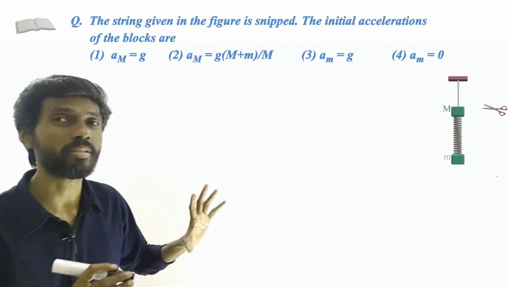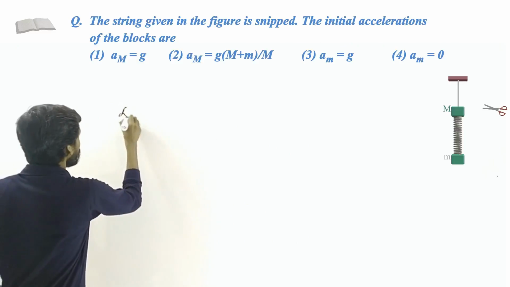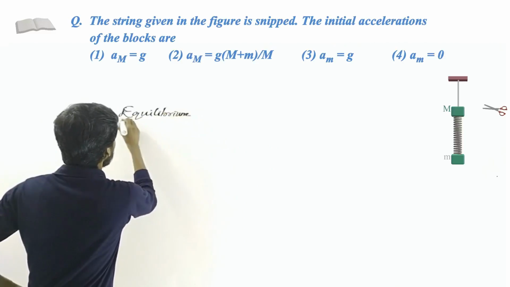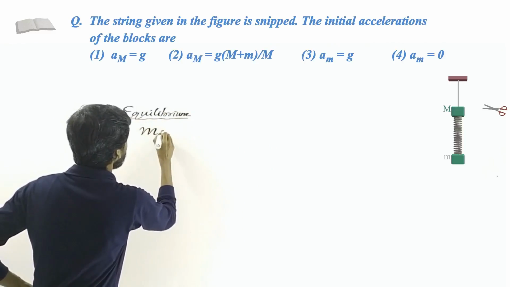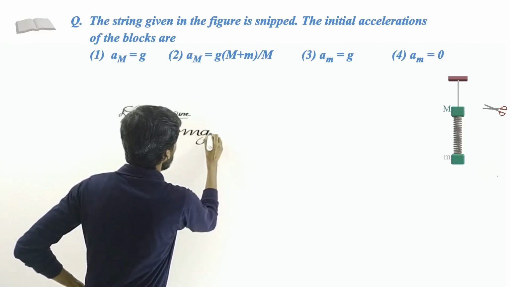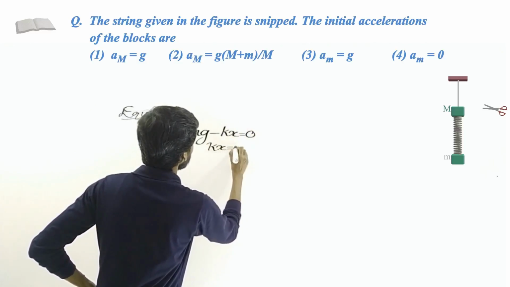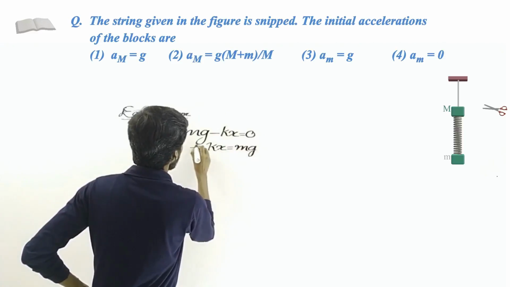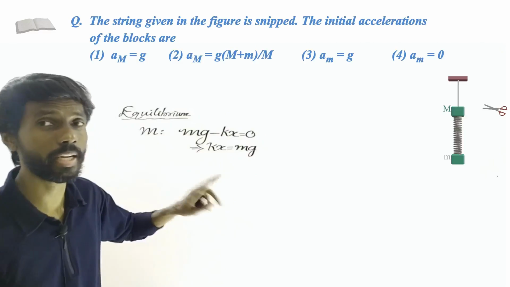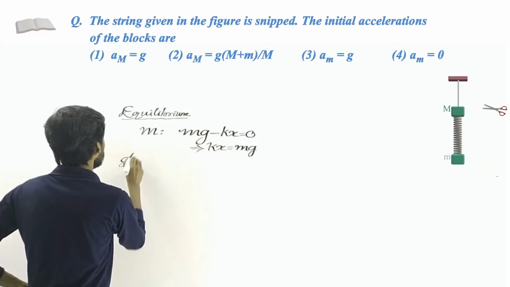So we don't need the tension. That means you don't need to consider the upper block. Only the lower block is enough. See, when the system is in equilibrium, then the forces acting on the block of mass m, that is the weight, gravitation force in the downward direction mg, minus the spring force kx, must be equal to 0. So this gives you the value of kx, that is mg. So we can get the value of x. That means the elongation of the spring initially when the system is in equilibrium is mg divided by k.